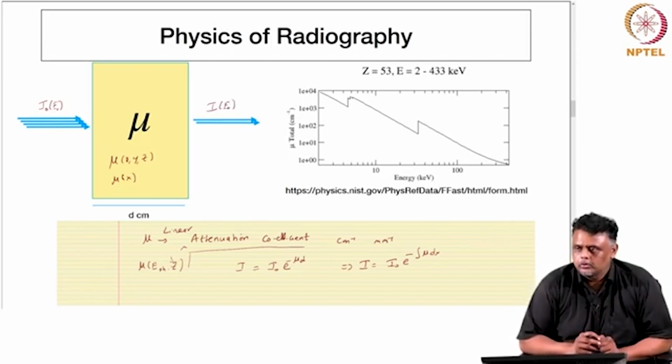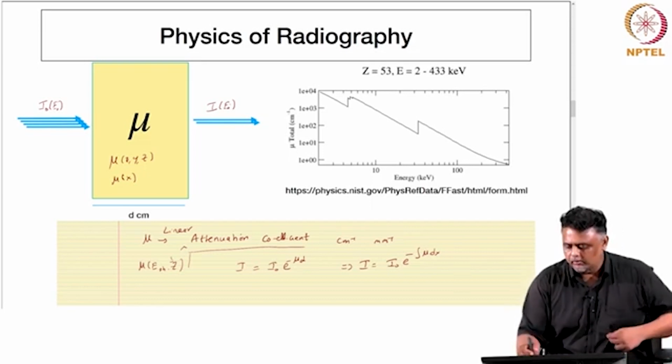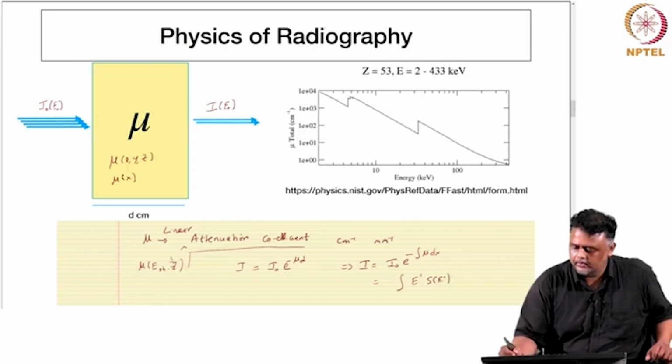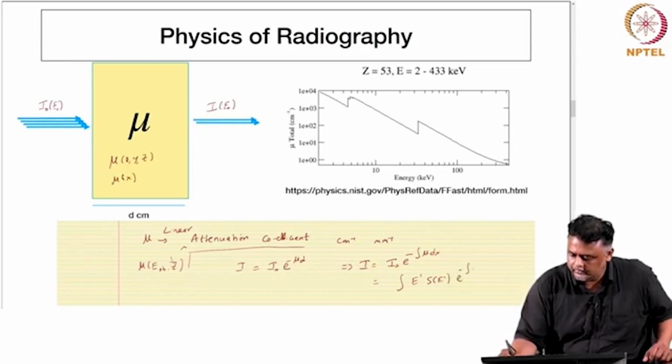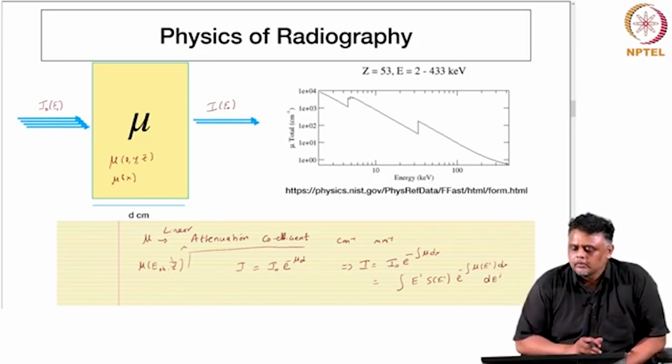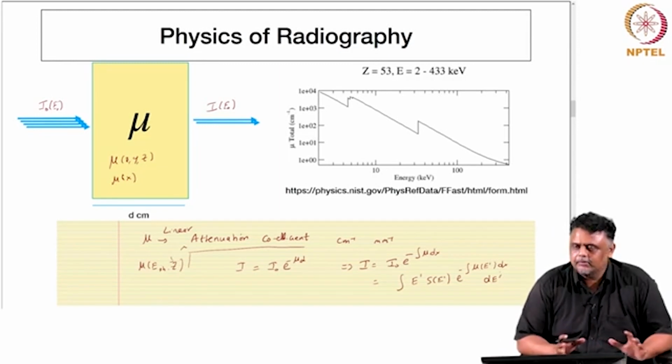If you have a real source, then to count the number of photons that come out, we have to integrate over the spectrum. We denote the spectrum by S of E prime, multiplied by e raised to minus the integral, which is a function of E prime, and then we integrate over all energies. This will give you the number. This is the relationship typically used for all X-ray imaging modalities.